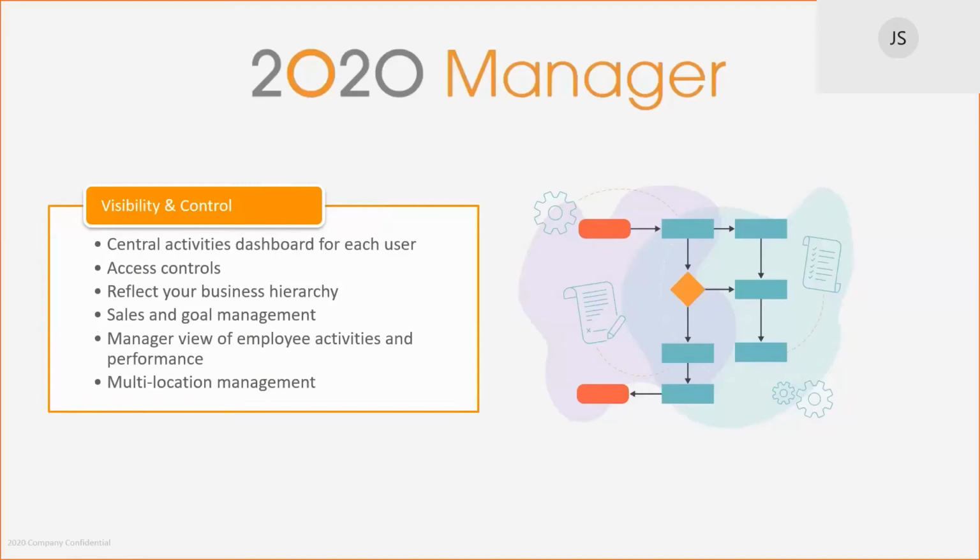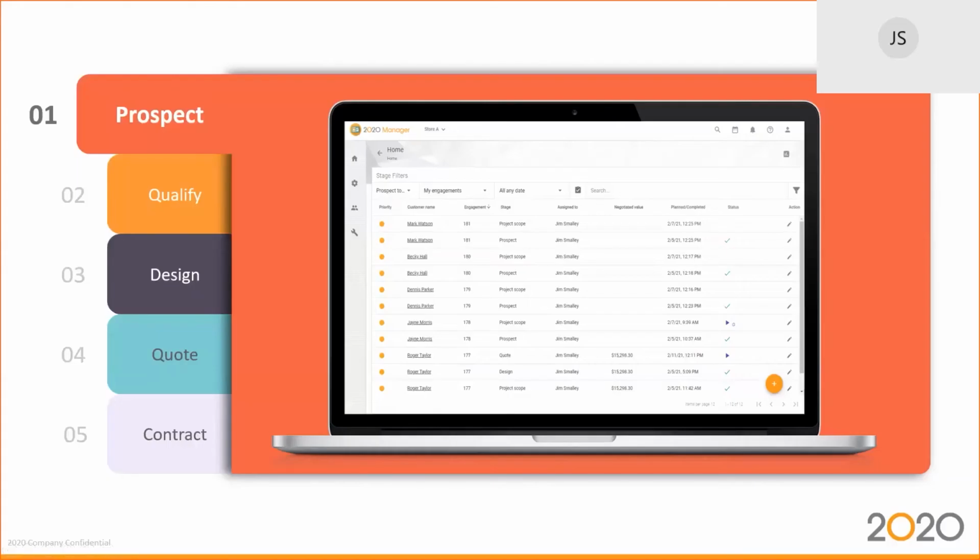So now let's take a little glimpse at the product itself. As mentioned, it's web-based. So when you log in, you sign into 2020 Manager. We have a starting point that is always the activities dashboard, as we call it. And this is essentially the central hub for all users. And it indicates all of their own open activities and the various stages of the workflow that they are at.